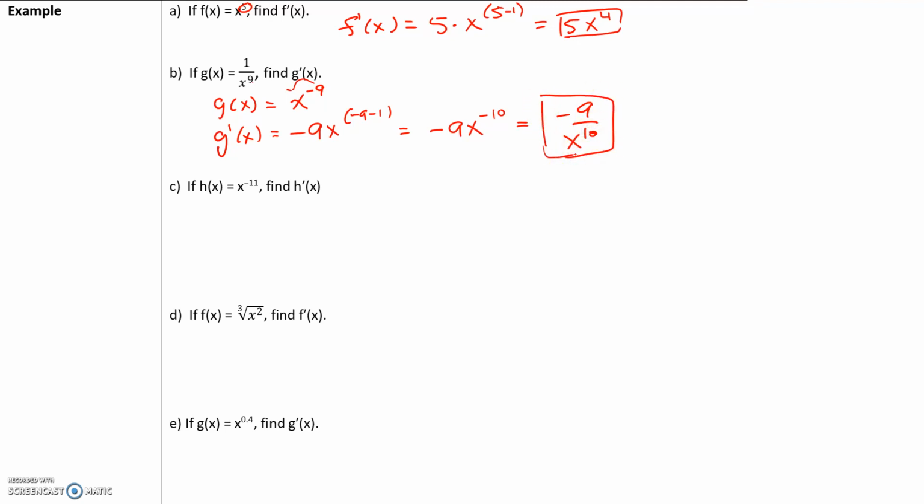Here's another example. Let's say we have x to the negative 11th. Find h prime of x. So h prime of x, we take the exponent negative 11, move it to the front, and then we subtract 1 from the original exponent. So negative 11 minus 1 will give us negative 11 x to the negative 12th, which is equal to negative 11 over x to the 12th.